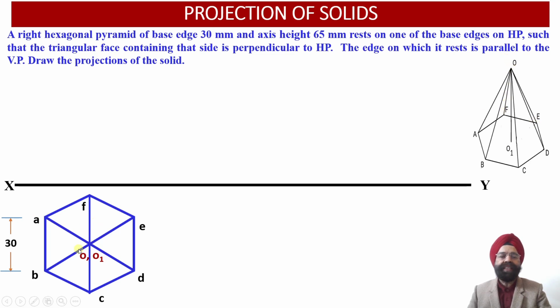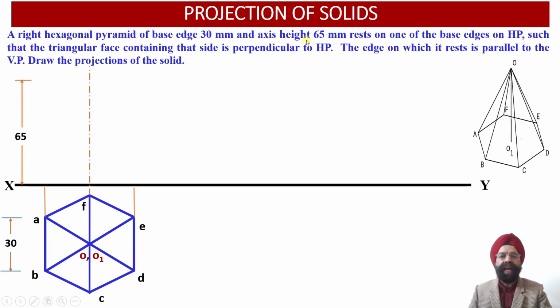So all of these six slant edges will be visible to the observer from the top. This way we have completed the construction of the top view projections of the right hexagonal pyramid resting on its base onto the horizontal plane. Now let us proceed with the evaluation of the front view projections of this hexagonal pyramid.